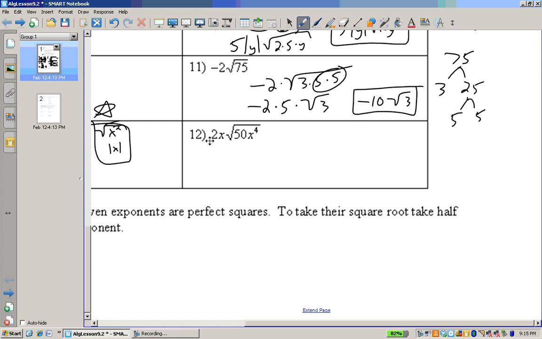Number 12. We have 2x times the square root of 50, x to the fourth. A 50 we can break down.